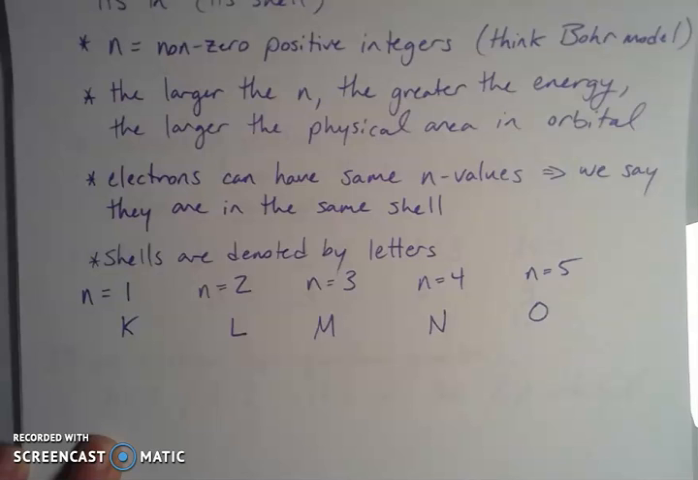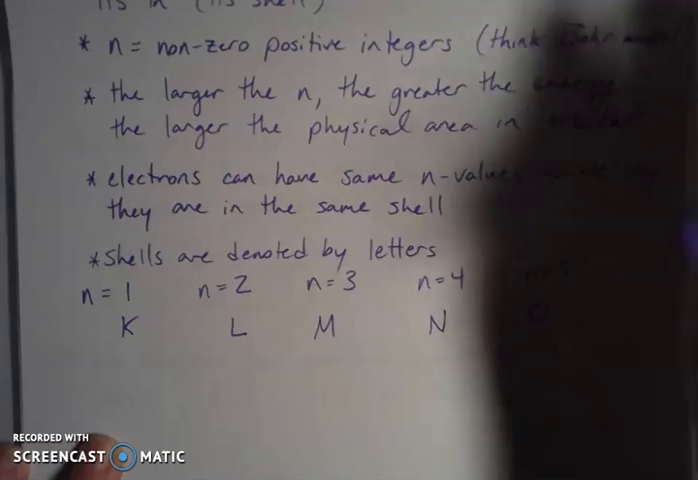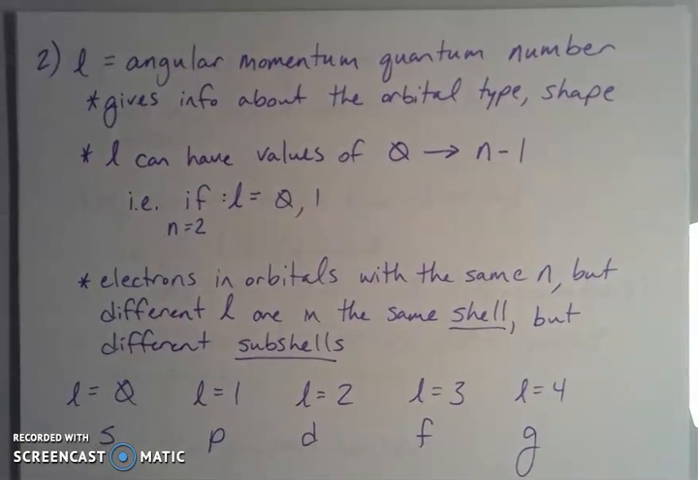And so we can go beyond n equals 5. That's just where I stopped there in terms of my pattern. Figured you could pick up on the pattern recognition by then. So that's n. What shell is my electron in? That's the principal quantum number.